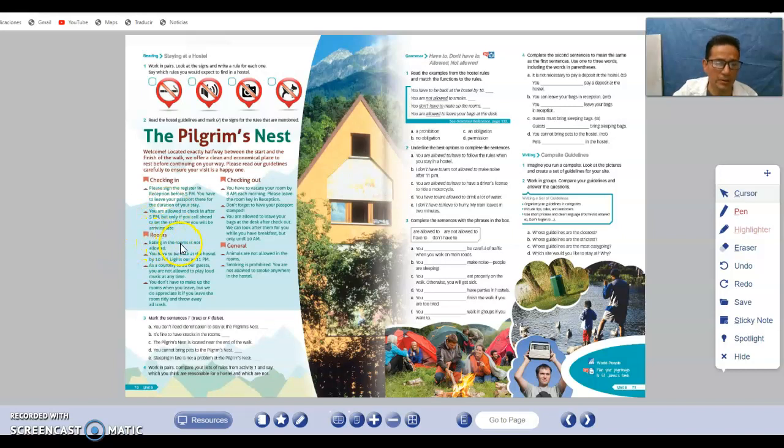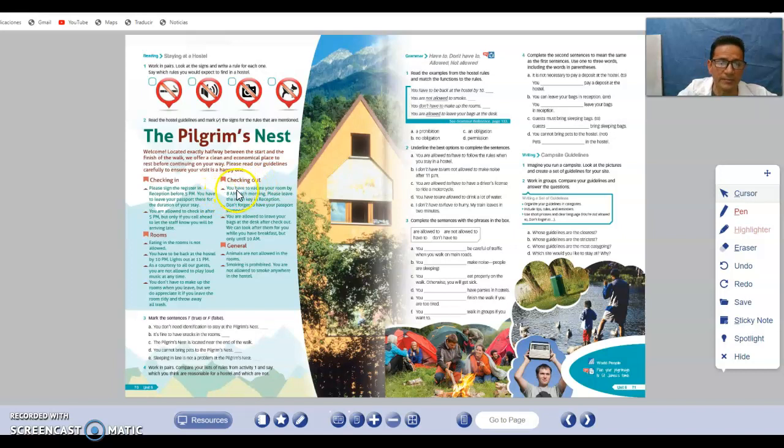Rooms. Eating in rooms is now allowed. You have to be back at the hostel by 10 p.m. Lights out at 11 p.m. As a courtesy to all our guests, you are not allowed to play loud music at any time. You don't have to make up the rooms when you leave, but we do appreciate it if you leave the room tidy and throw away all trash.